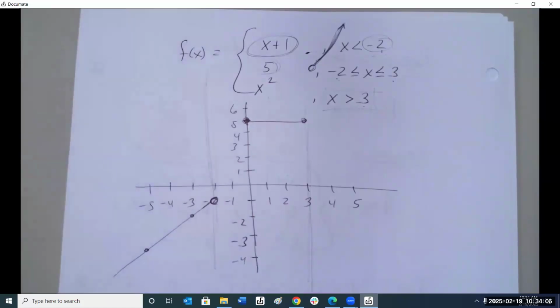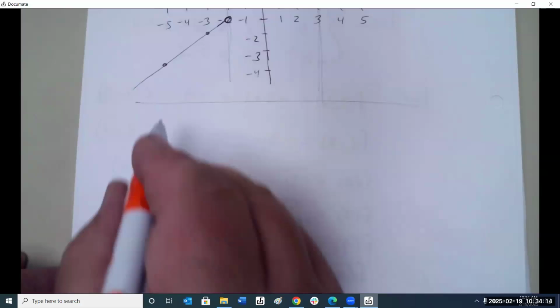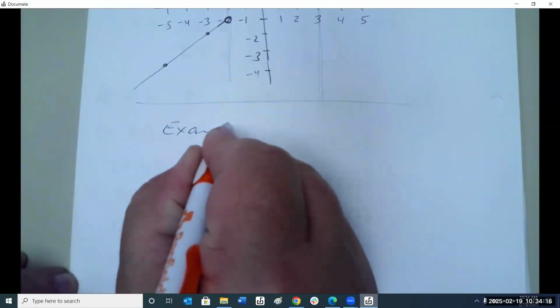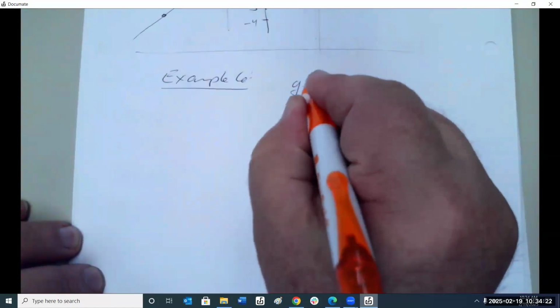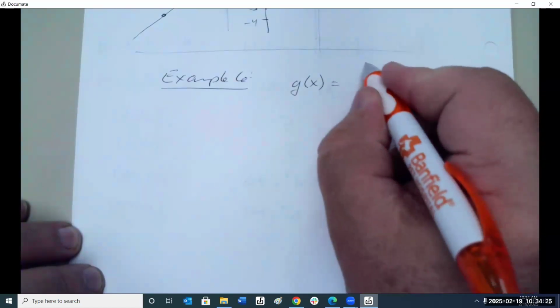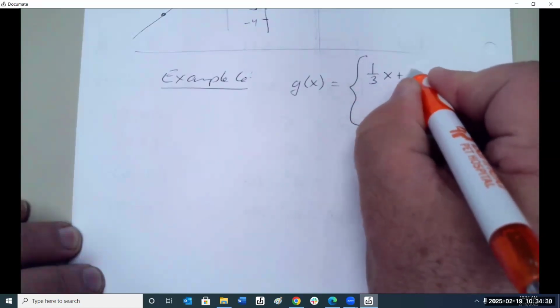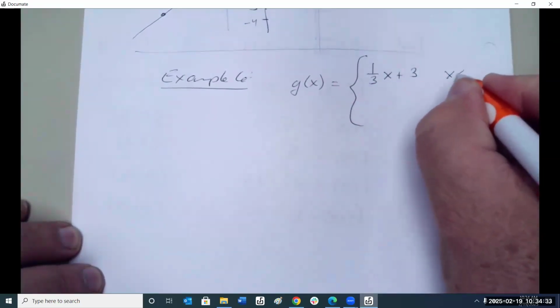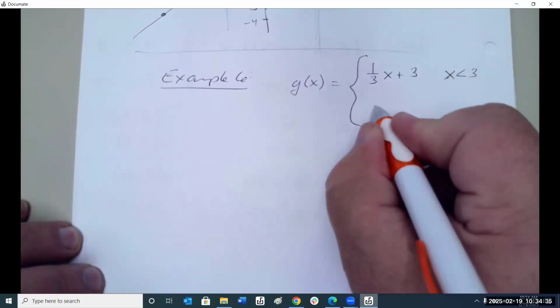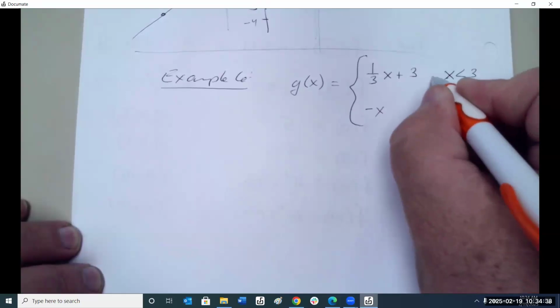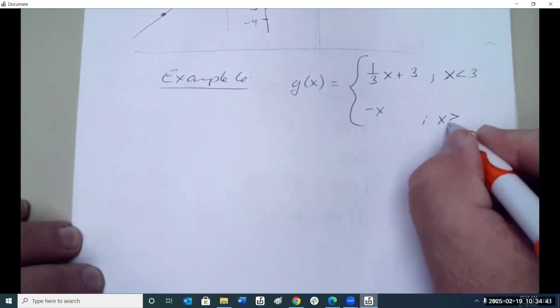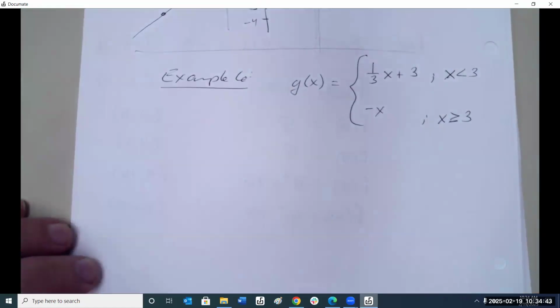We'll look at those a little later. Let's look at another piecewise defined function. I already did that one. Let's take this one, example 6. Graph this function. 1/3 x plus 3 when x is less than 3. And then -x when x is greater than or equal to 3.